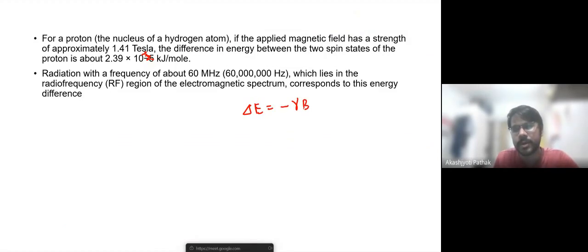Gamma B naught h by 2 pi. And one more thing is that what we have learned from the previous lecture is that mu is equal to gamma P. So basically you can get here I into I plus 1, and you will get over here B naught.